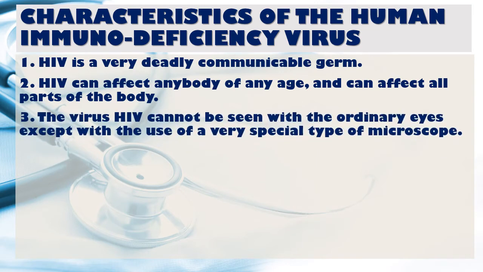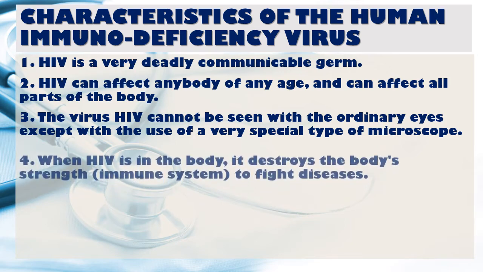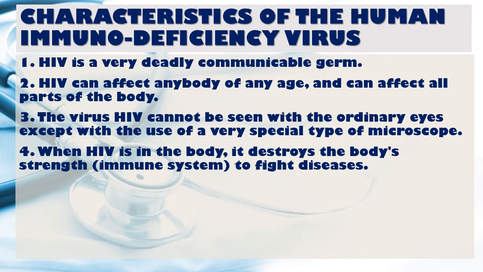The virus cannot be seen. You cannot open your eyes very well and say, "Mommy, I want to see if I can really see this disease when it's coming, so that once I see it coming, I will run away from it." You can't see it with your ordinary eyes, except with the use of a microscope. That is what they use to look at tiny substances. Then the fourth one: when HIV is in the body, it destroys the body's strength. That is, it destroys our immune system's ability to fight disease.